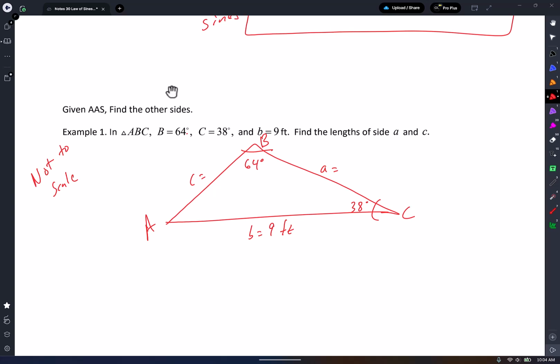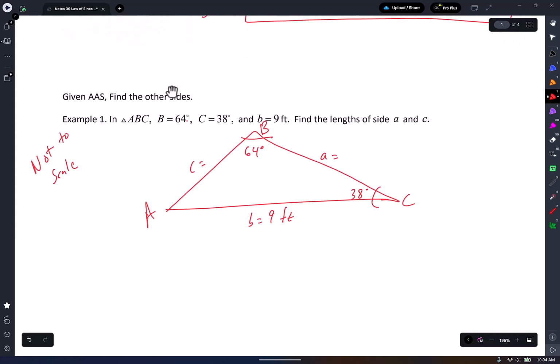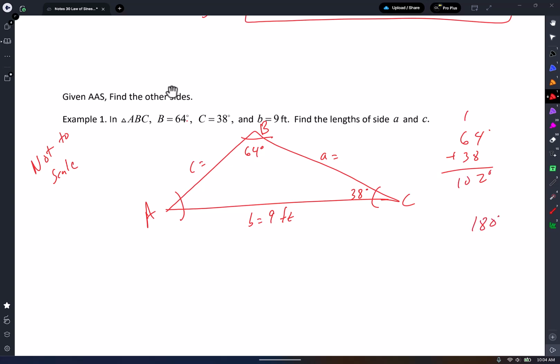Okay, you guys ready? I'm going to use my law of sines, and it doesn't matter. Well, before I do anything, I have to find this third angle here. The interior angles of a triangle sum up to how many degrees? 180. So go 64 plus 38. That's 102 degrees. And then go 180 minus 102. 180 minus 100 is 80, minus 2, 78 degrees. I make mistakes all the time, guys, so make sure.